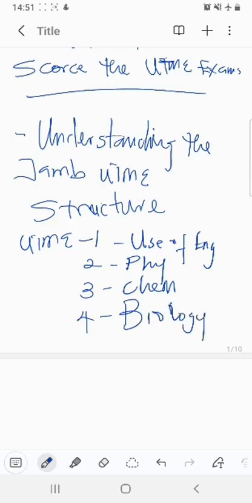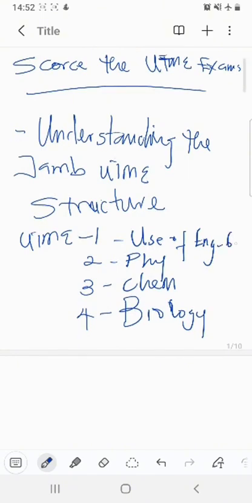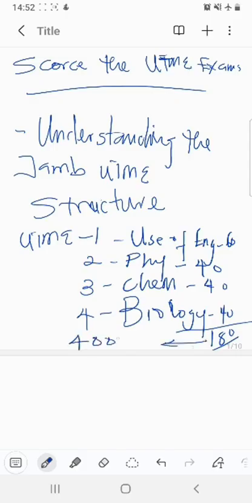Now, you should note that your Use of English consists of 60 questions, while the 3 option subjects consist of 40 questions each. That will give us a total of 180 questions. So the thing is, how does JAMB calculate this 180 to give us 400 marks? Are you with me?